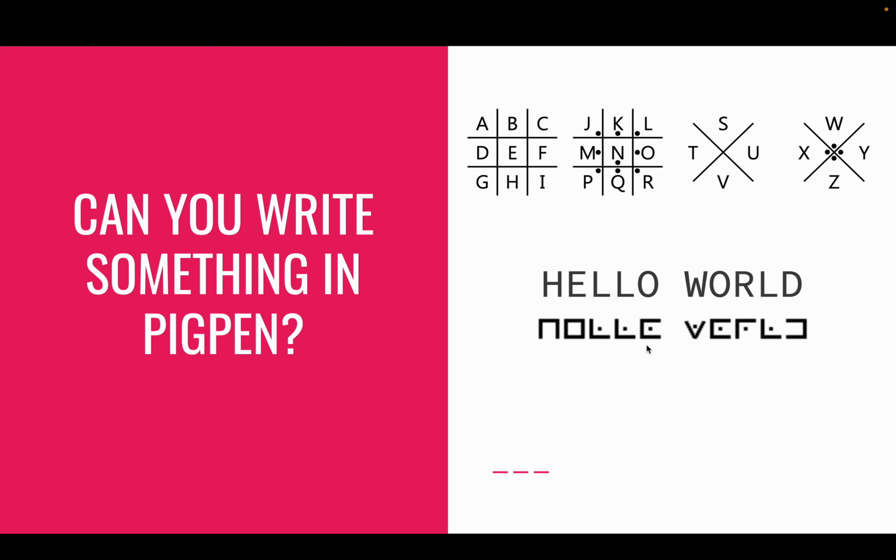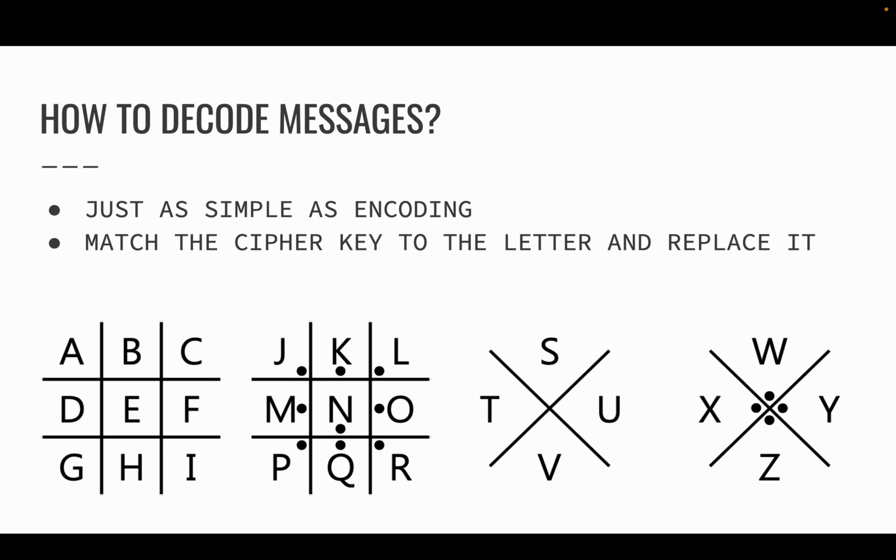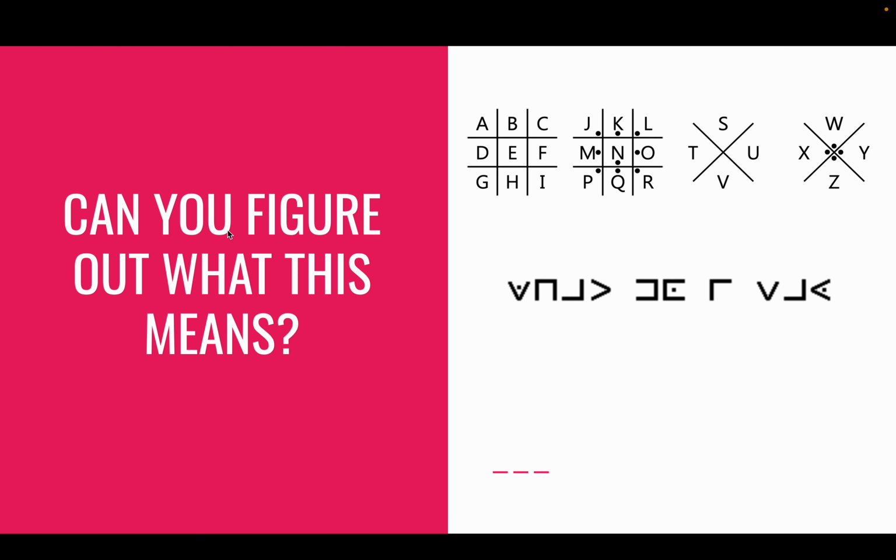And now I'm going to go over the opposite process, which is decoding the messages. This is just as simple as encoding, and it's really just the encoding process but backwards, where you're going to match the cipher key to the letter and then replace it. In this case, you're taking the symbols and finding the position of the letter, and matching it to the position of the letter. If you think you can do this one, let's see if you can figure out what this means. Again, the key's right there. If you need to pause the video, go ahead. I'm going to give you guys 5 seconds and then reveal it.